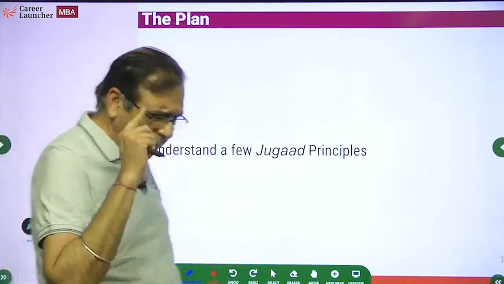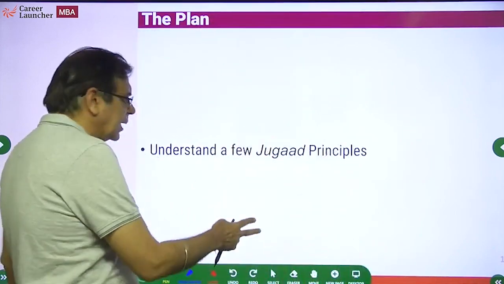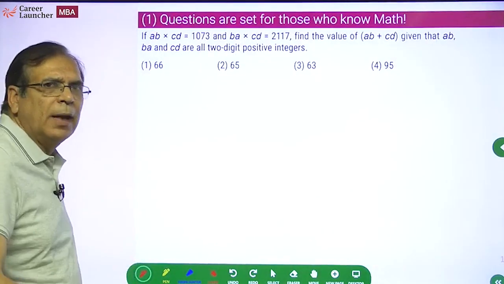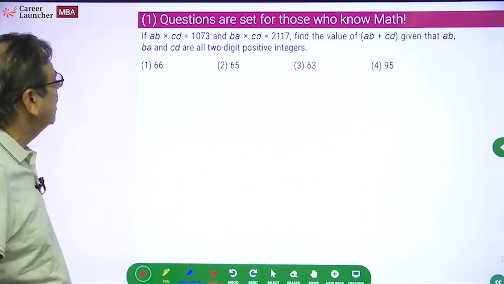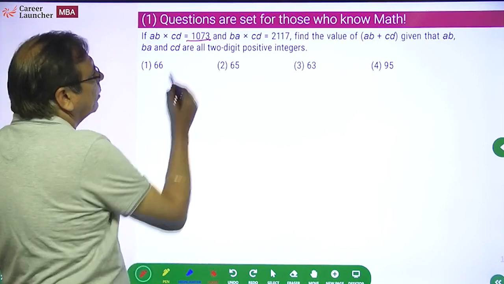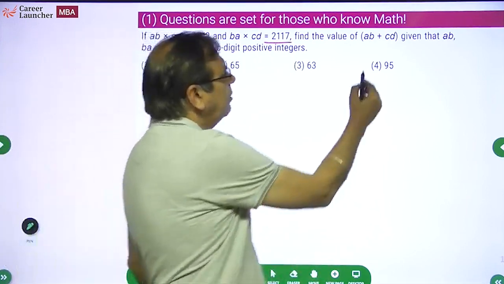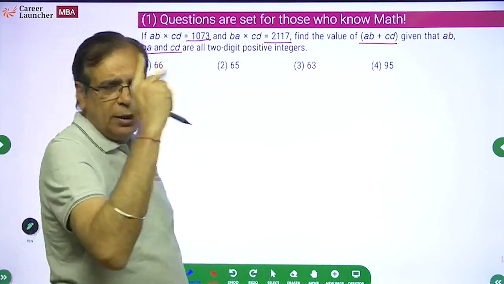Okay. So let's try to understand ये कैसे किया जाता है. Principles देखते हैं और हर principle के साथ हम एक-एक सवाल लेके चलेंगे. Okay. First question. Now if you know mathematics, I'm sure you will make equations. But let's read the question. If AB into CD is 1073 and BA into CD is 2117, find the value of AB plus CD given that AB, BA, CD are all two digit positive integers.